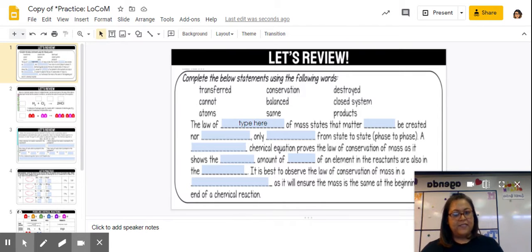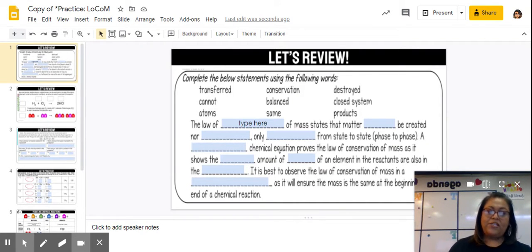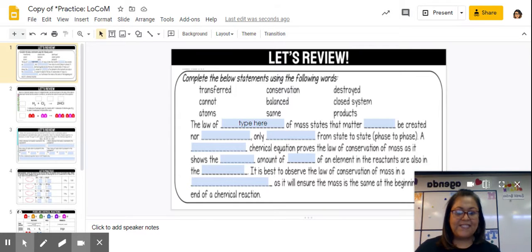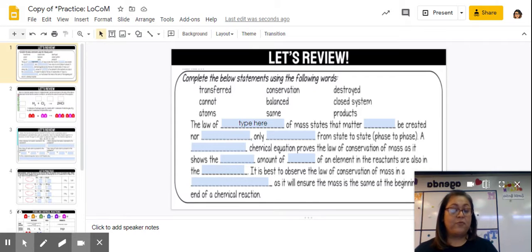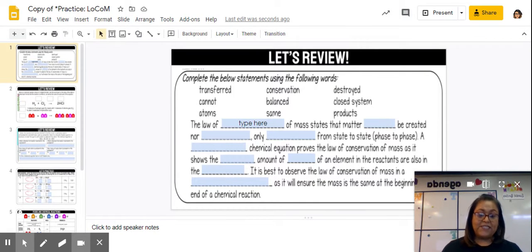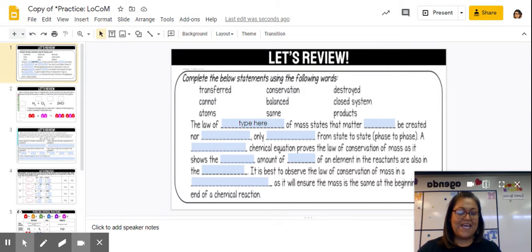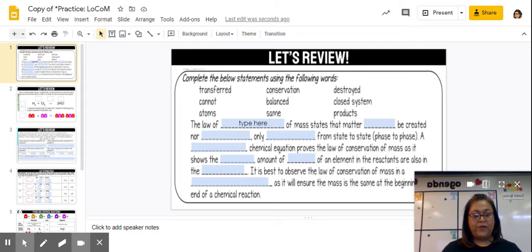from state to state. A balanced chemical equation proves the law of conservation of mass as it shows the same amount of atoms of an element in the reactants are also in the products. It's best to observe the law of conservation of mass in a closed system as it will ensure the mass is the same at the beginning and the end of a chemical reaction.